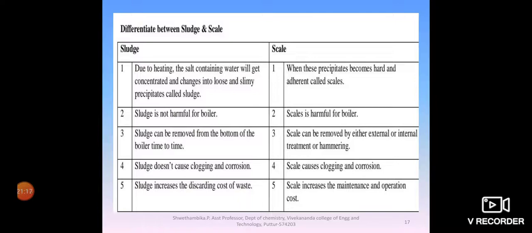Then sludge does not cause any clogging, and it may not lead to boiler corrosion, but scale will definitely cause corrosion of the boiler parts. Then sludge increases the discarding cost of waste, but scale increases the maintenance and operation cost.